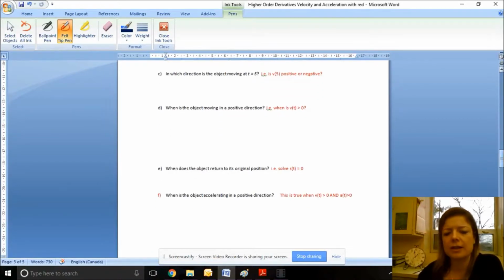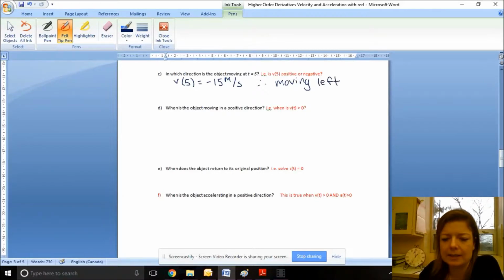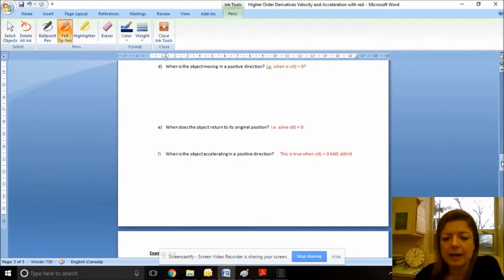In which direction is the object moving at t equals 5? To answer this question, we just find v at 5. If the velocity is positive, it's moving to the right, and if the velocity is negative, it's moving to the left. So v at 5 ends up being minus 15 meters per second. Therefore, it's moving to the left, since v at 5 is negative.